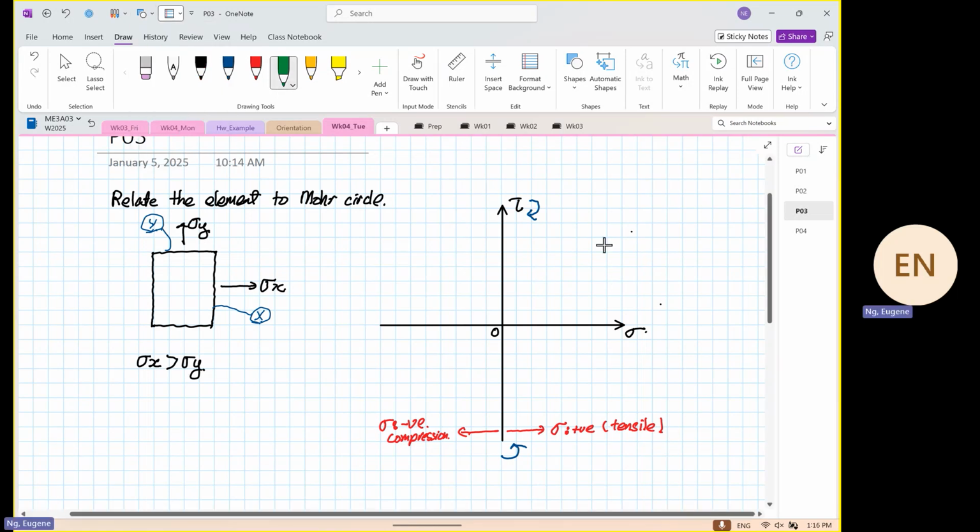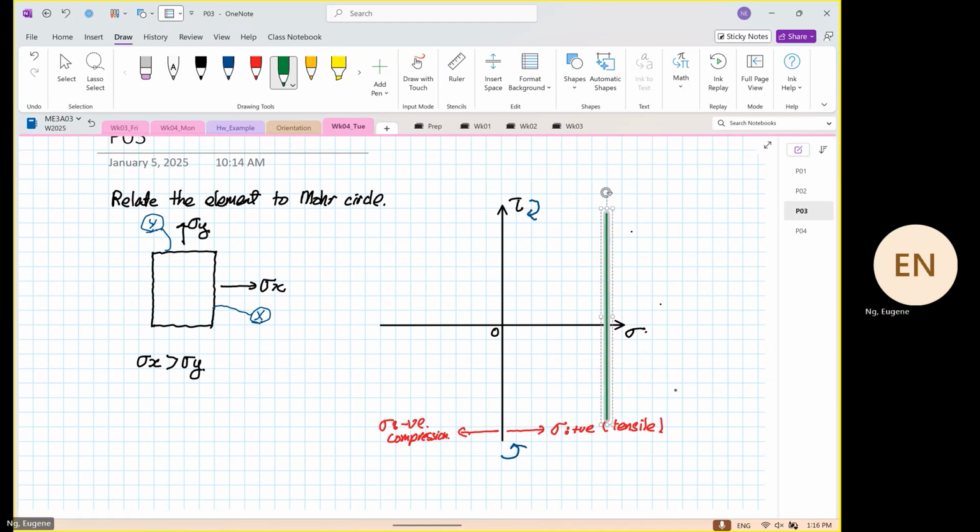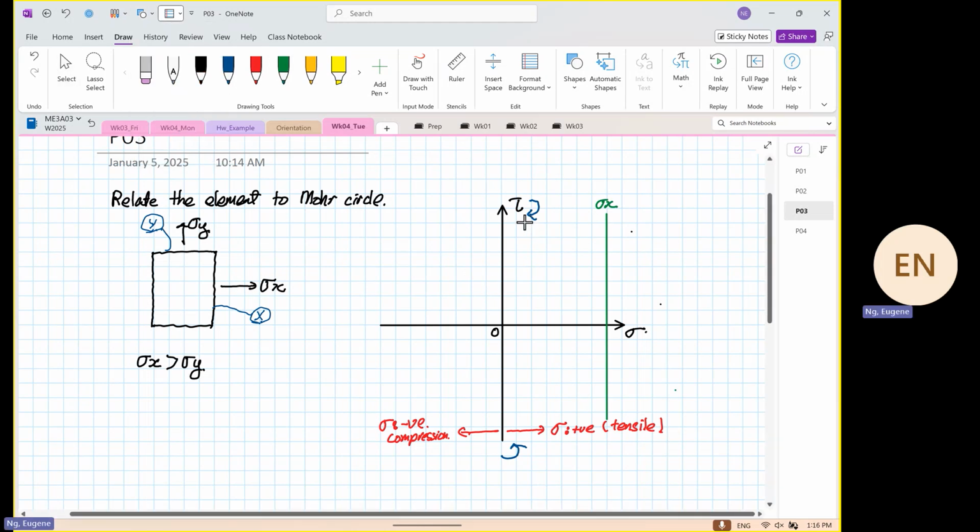So now, we just define that over here, this is known as your stress X line. And then we have another point over here. This is defined as our stress Y line.